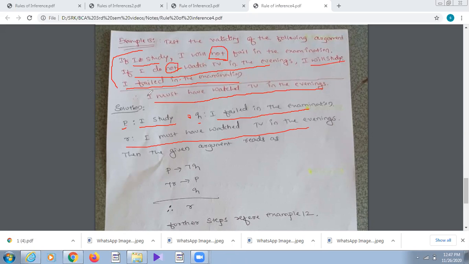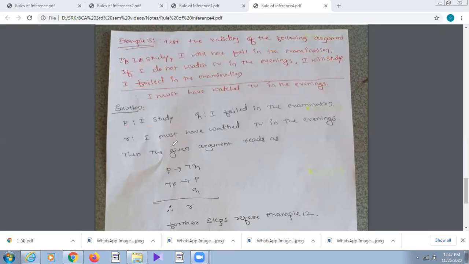So whenever in the argument we get the not, at that time we have to look at the whole argument and see if there is any opposite of that sentence. If an opposite is there, we have to take that as a primary statement.